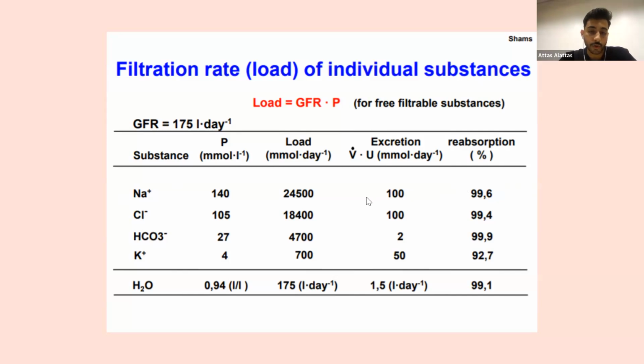However, just for you to understand that for you to calculate the load of any substance, whether it's sodium, chloride, bicarbonate, potassium, water, you multiply the plasma concentration of that substance by the GFR, and you get the load. Okay, and from the reabsorption column, you can realize that all substances are reabsorbed by more than 99, except for potassium.